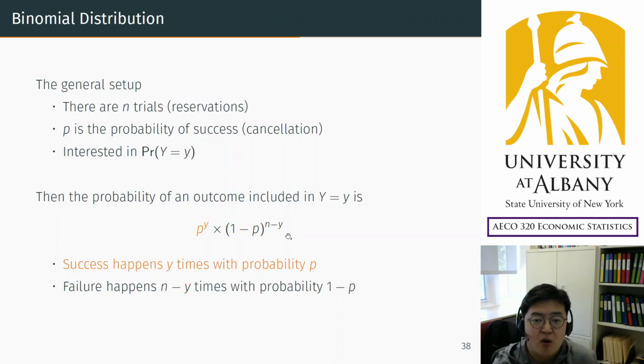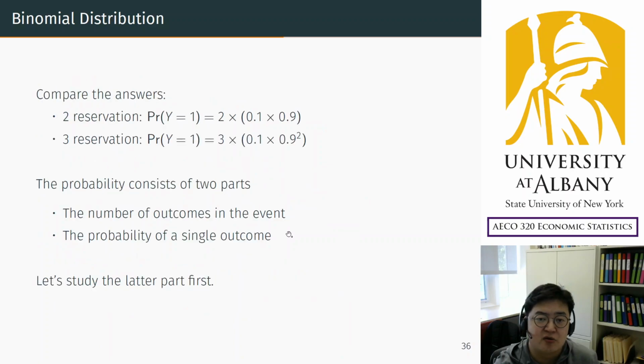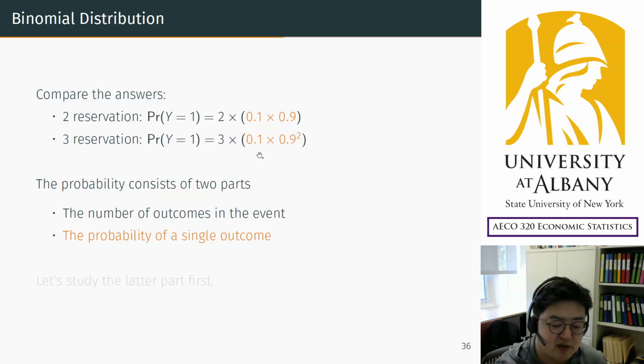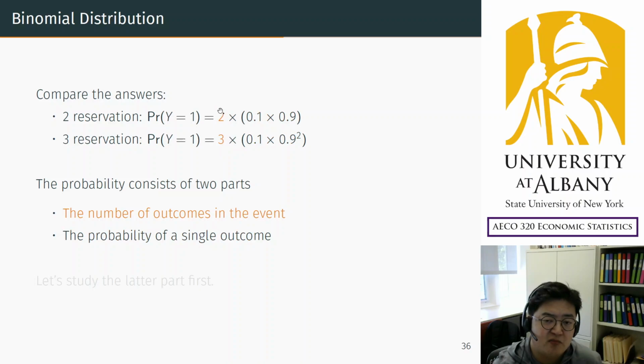So then, let me go back here. We just formulated how this part is calculated. It was not that difficult at all. It's pretty automatic. You multiply success as many times as it happens and failure as many times as it happens. But the remaining problem is this part, which requires a little more work.